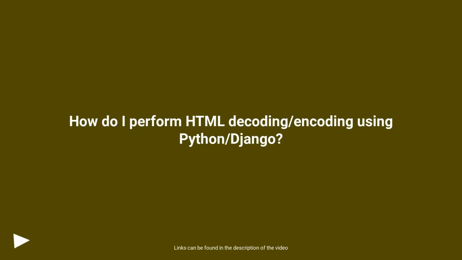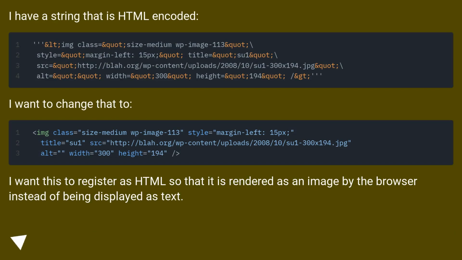How do I perform HTML decoding/encoding using Python/Django? I have a string that is HTML encoded. I want to change that too. I want this to register as HTML so that it is rendered as an image by the browser instead of being displayed as text.